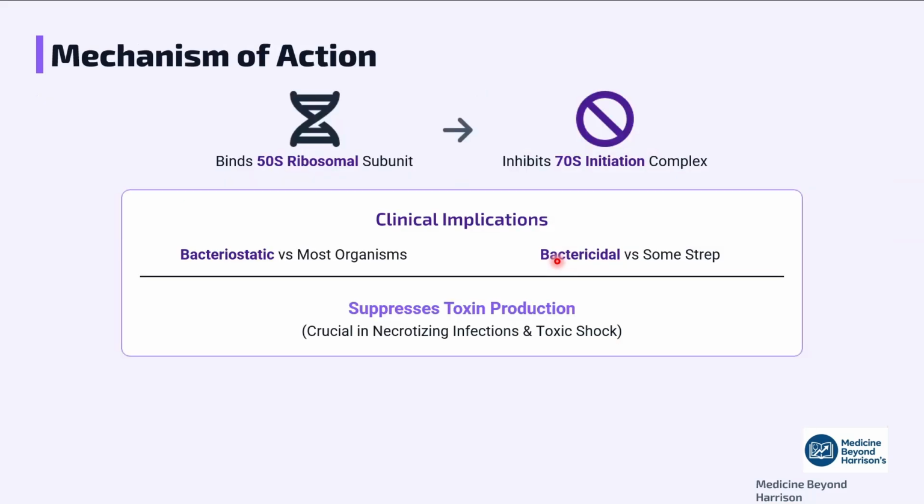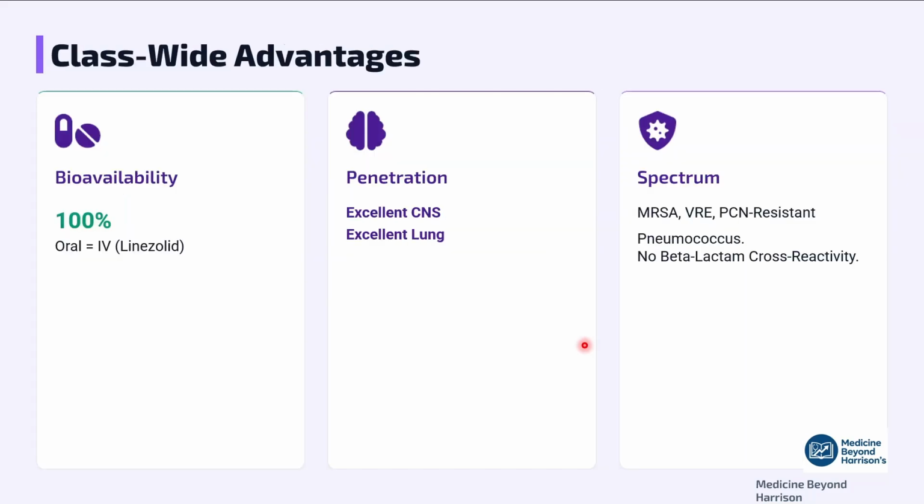So the mechanism is that it binds to the 50S ribosomal subunit and inhibits the 70S initiation complex. It is bacteriostatic against most organisms and bactericidal against only some streptococcus species. It suppresses toxin production completely, so it is crucial in necrotizing infections and toxic shock syndrome patients.